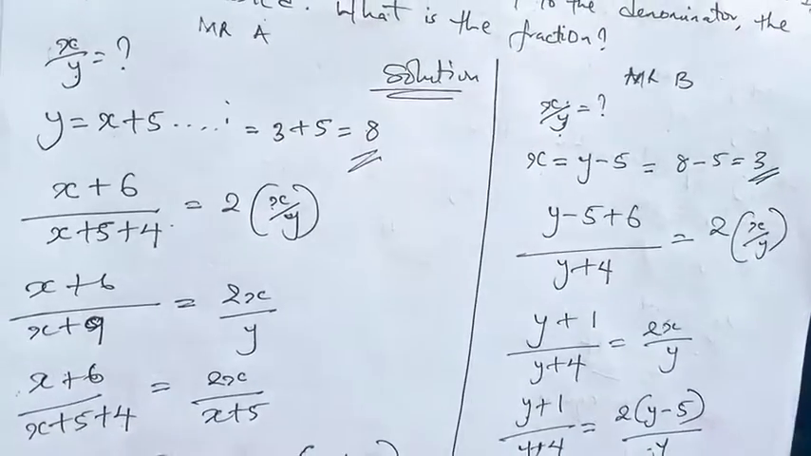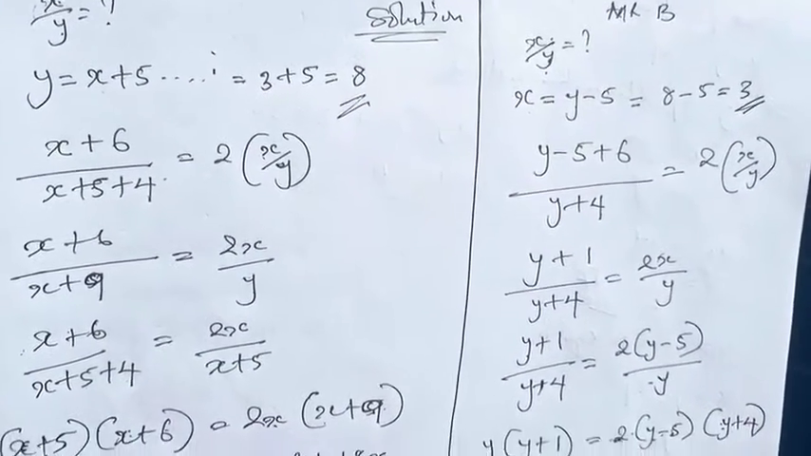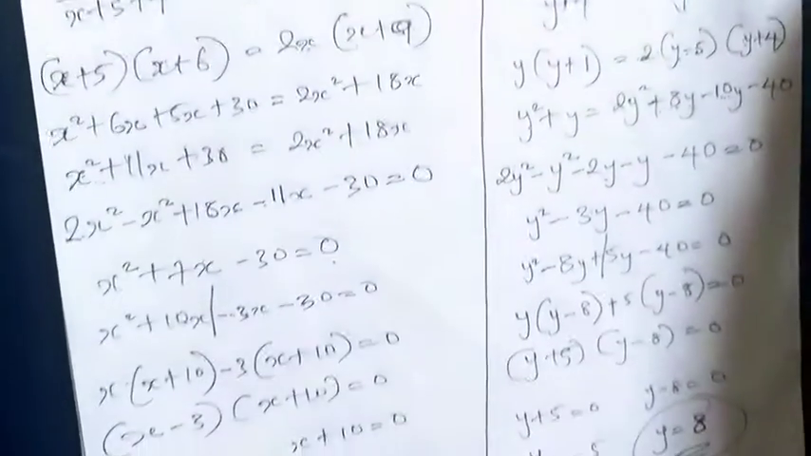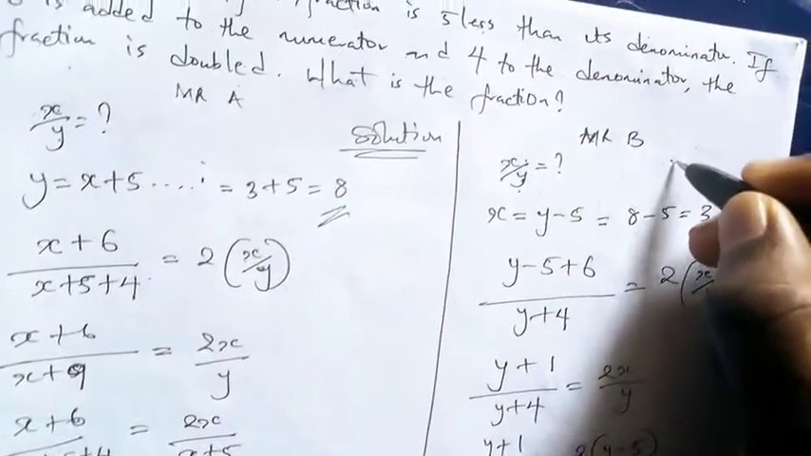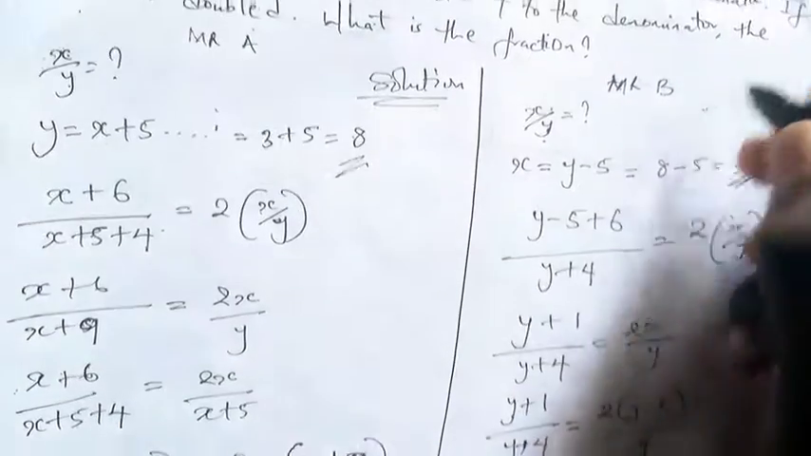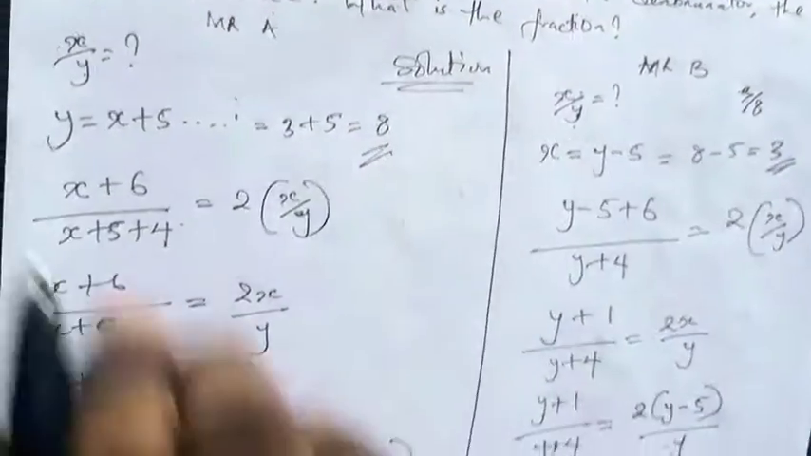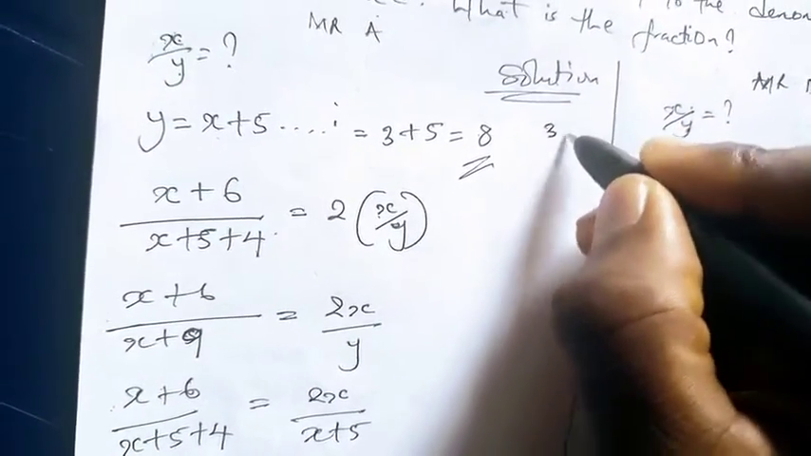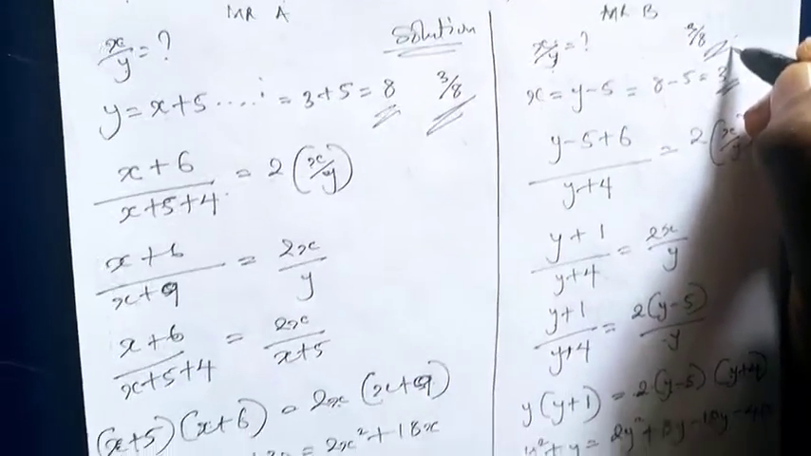Now, both of them solve independently with different ideas, but as long as they follow the same mathematical principle, their answers lead them to the same, x being equal to 3 and y being equal to 8. So Mr. B got his fraction to be 3 over 8. Same with Mr. A getting his fraction to be 3 over 8. And the both of them are correct using different ideas.